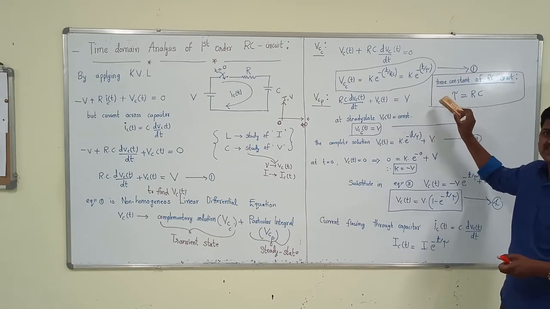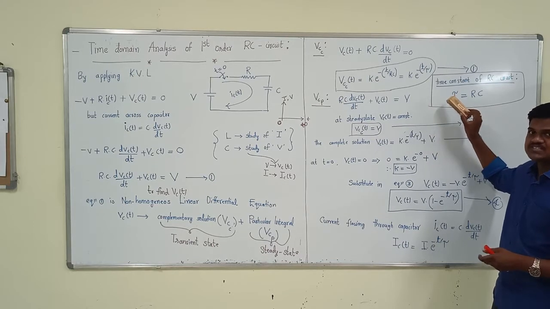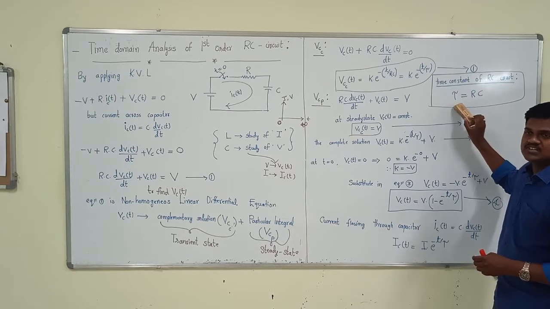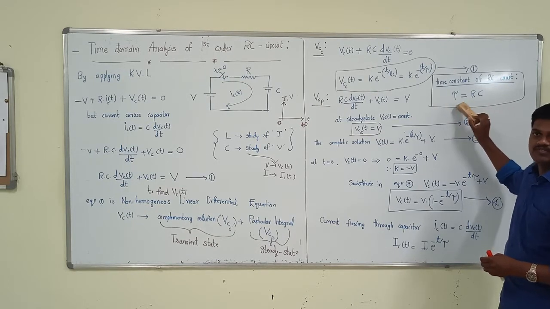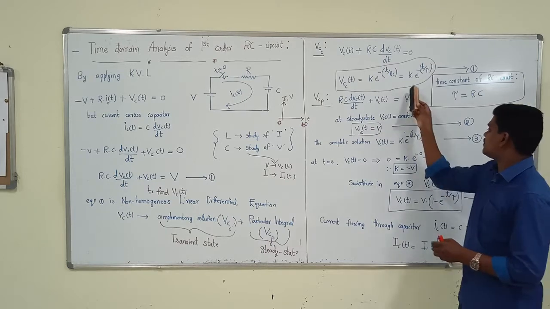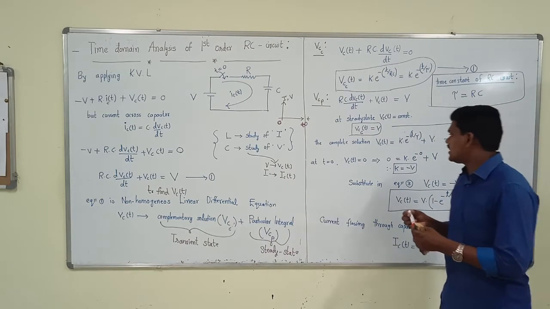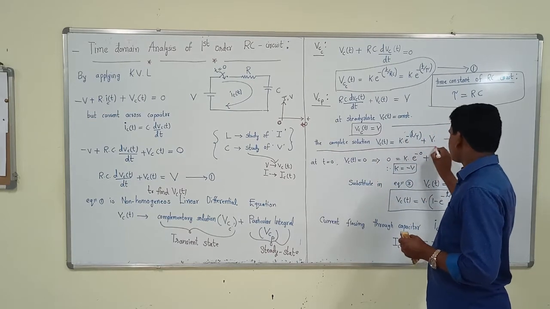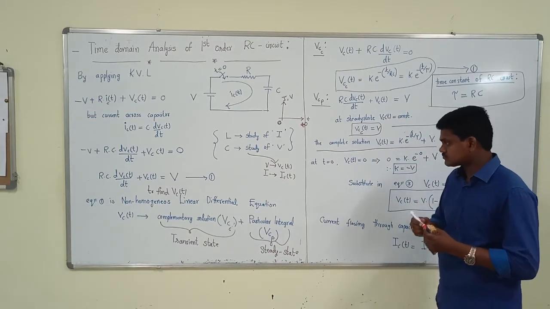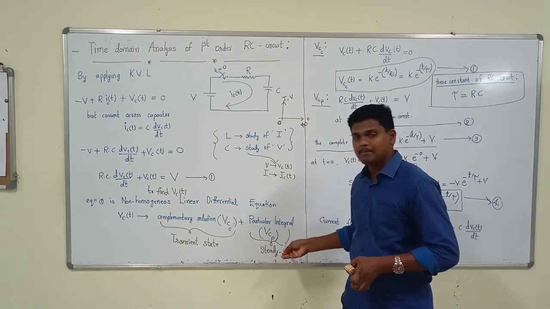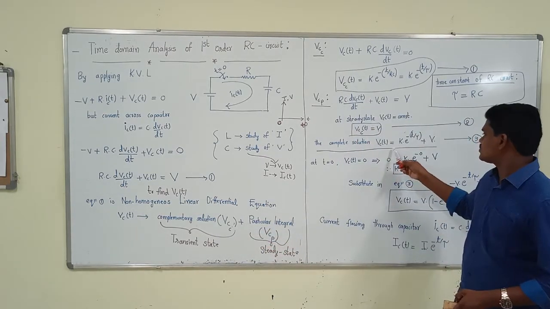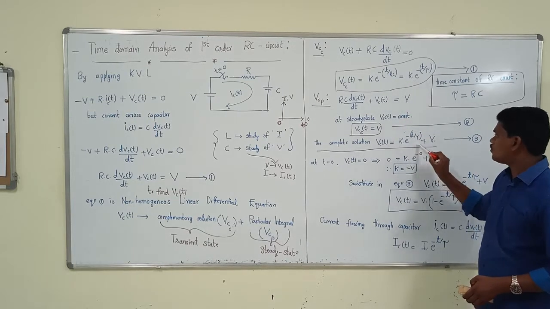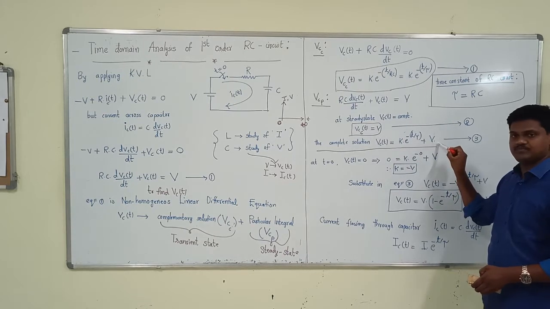Time constant is 67% of its steady state value or final value. In this RC circuit, the time constant is tau equal to RC. So that's why I am representing this as tau. Now we can write the complete solution from two things: the complementary solution as well as the particular integral. The complementary solution is k into e power minus t by tau, and the particular solution is V, right?